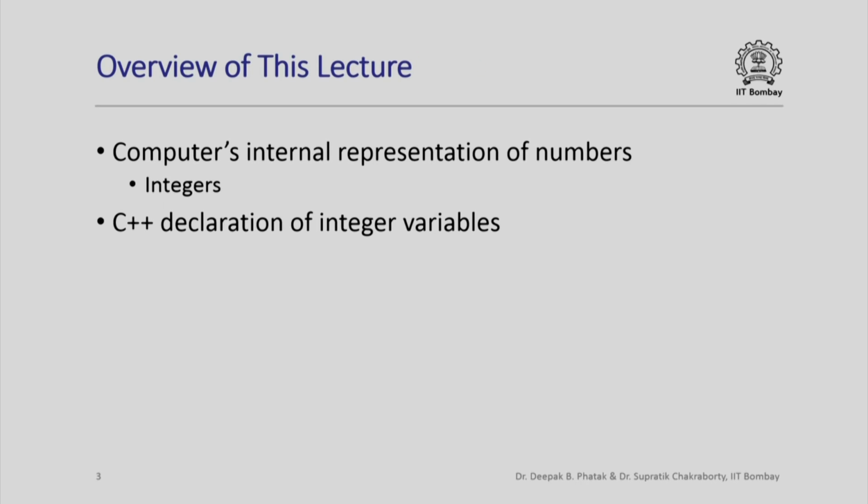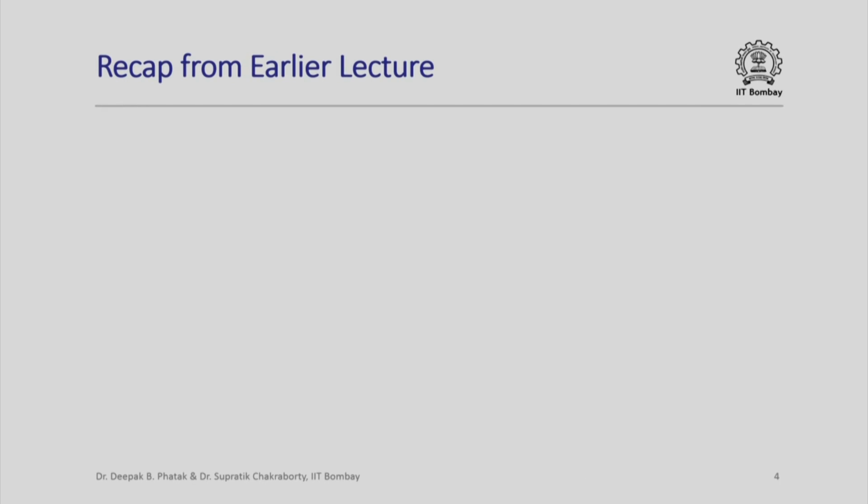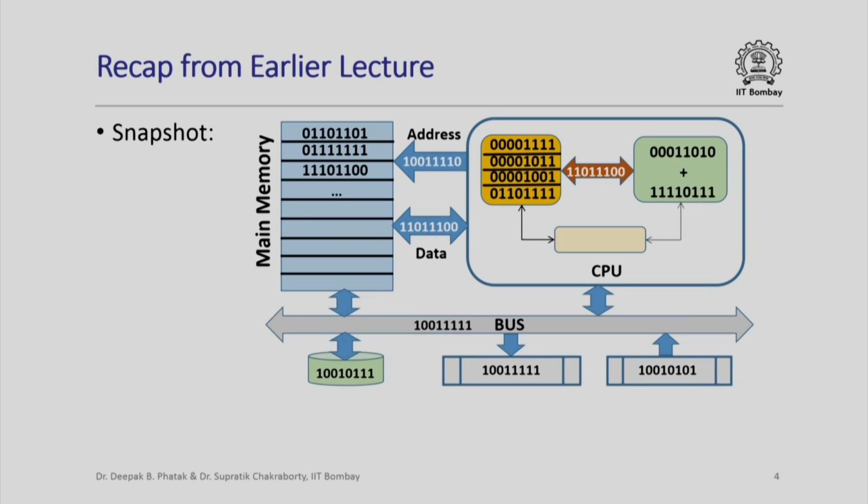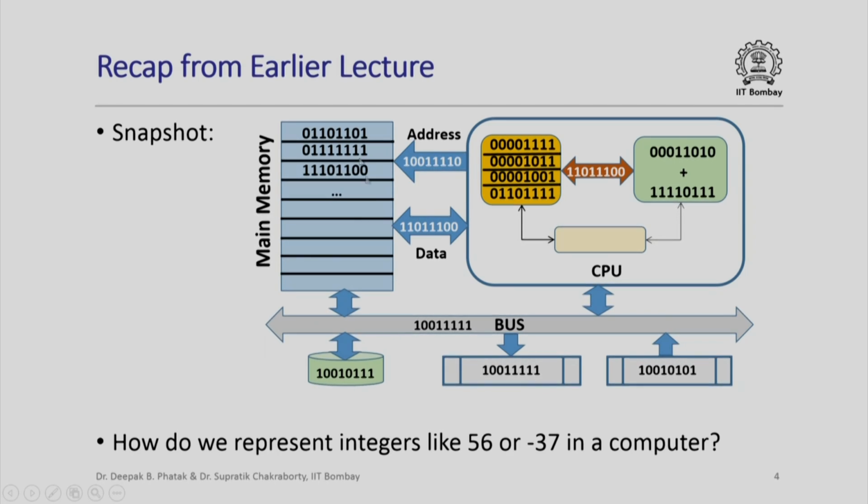In this lecture we are going to study how numbers and specifically how integers are represented inside a computer, and we are also going to see how in a C++ program we can declare integer variables. Now, from the earlier lecture you would recall that a snapshot of our simple computer looks like this, where we have different parts of the computer, and in each part we basically have sequences of zeros and ones. So the question is, in such a setting, how do we represent integers like 56 or minus 37 in terms of zeros and ones inside a computer?